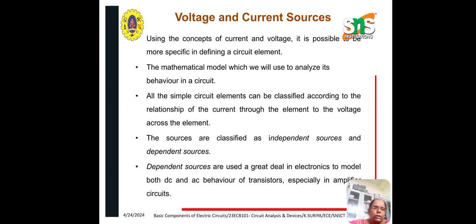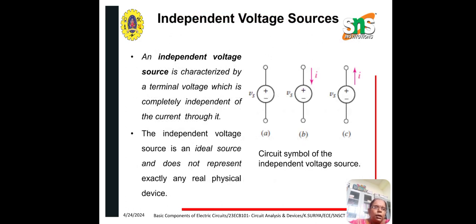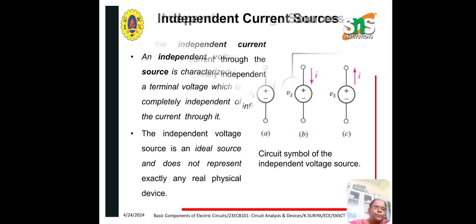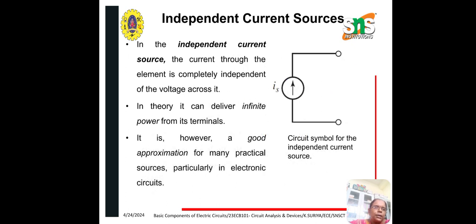especially in amplifier circuits. The independent voltage source is characterized by a terminal voltage which is completely independent of the current through it. The independent voltage source is an ideal source and it does not represent exactly any real physical device. So these are the symbols of independent voltage sources. Next one is the independent current source. The symbol is represented using a circle along with an arrow mark to mention the direction of current flow. In the independent current source, the current through the element is completely independent of the voltage across it.